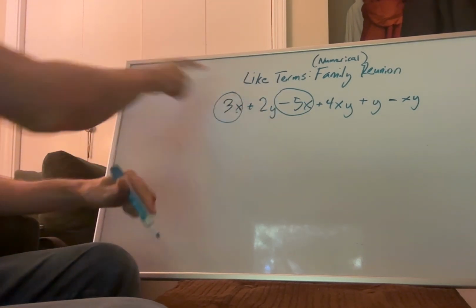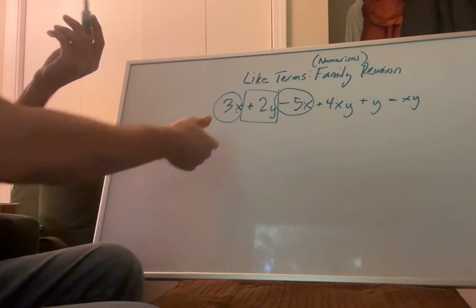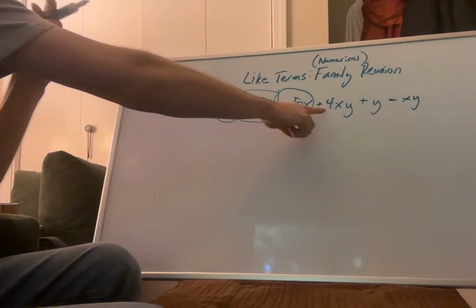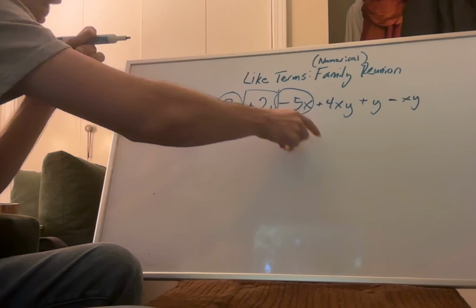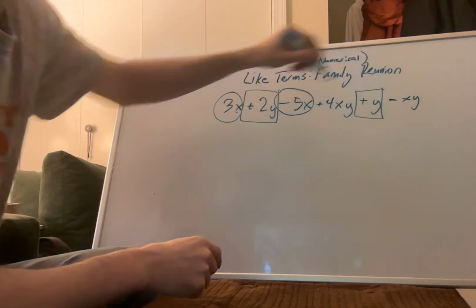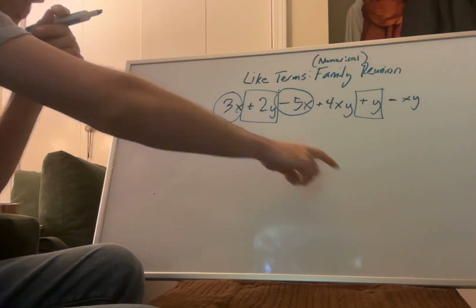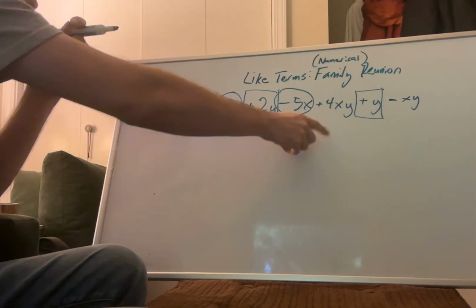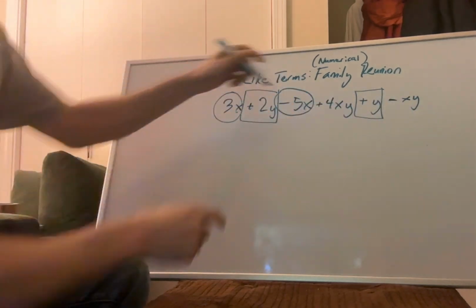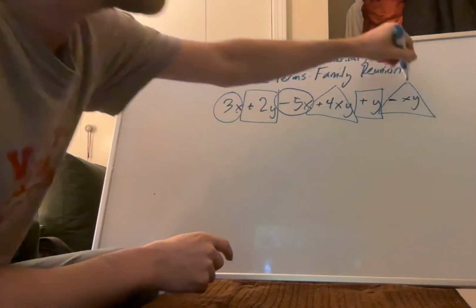We'll keep going. We now have the y last name. I'm going to go ahead and put a square around that one, or a rectangle. Right? We have a 4xy. That's different than y. Right? We have another plus y here. So we'll go ahead and put a square around that, or a rectangle, however you want to think of it. And then lastly, we have these two xy terms. So I'll go ahead and put a triangle around each of those.